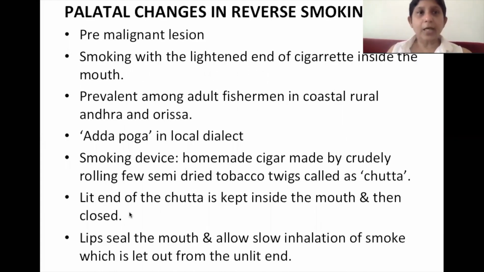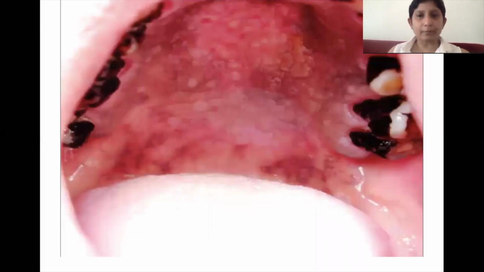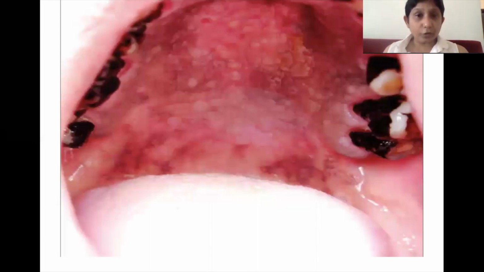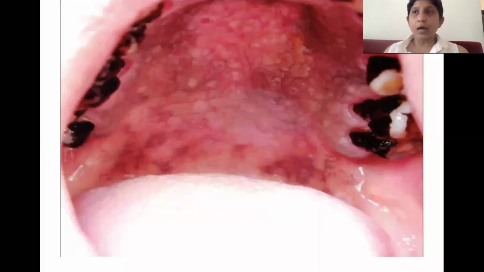Coming on to the next lesion, that is palatal changes in reverse smoking. Now, this is extremely important because before going into palatal changes of reverse smoking, let me explain the habit first. Now, in India, smoking is still not a great thing. I mean, yeah, it's considered to be very cool for the younger generation, and they start doing it because they find it very cool, but it's a very addictive habit to have. So as the patient starts to smoke, they get into this habit, and then they're unable to leave it. Now, this is about the urban population.